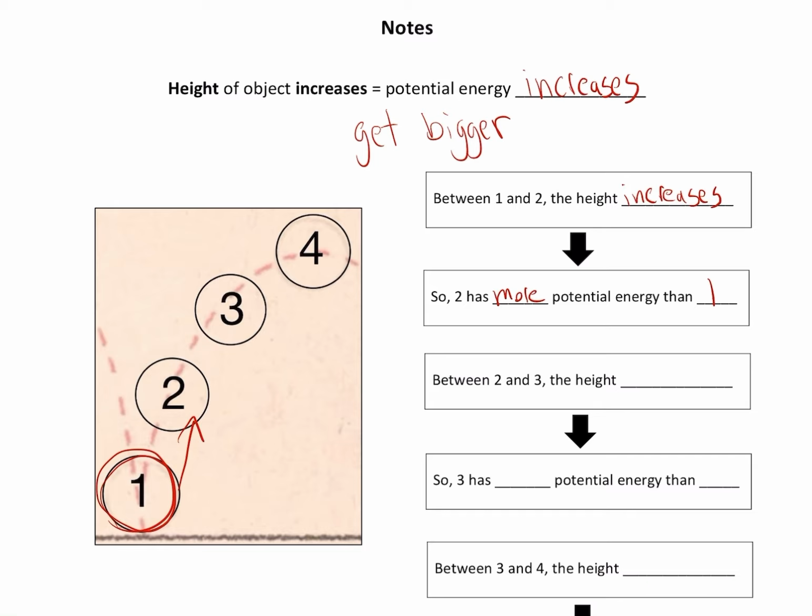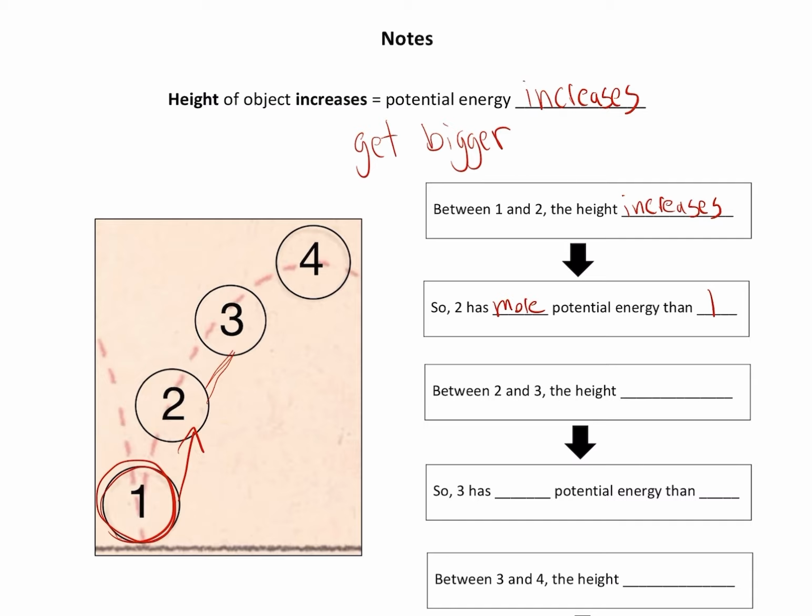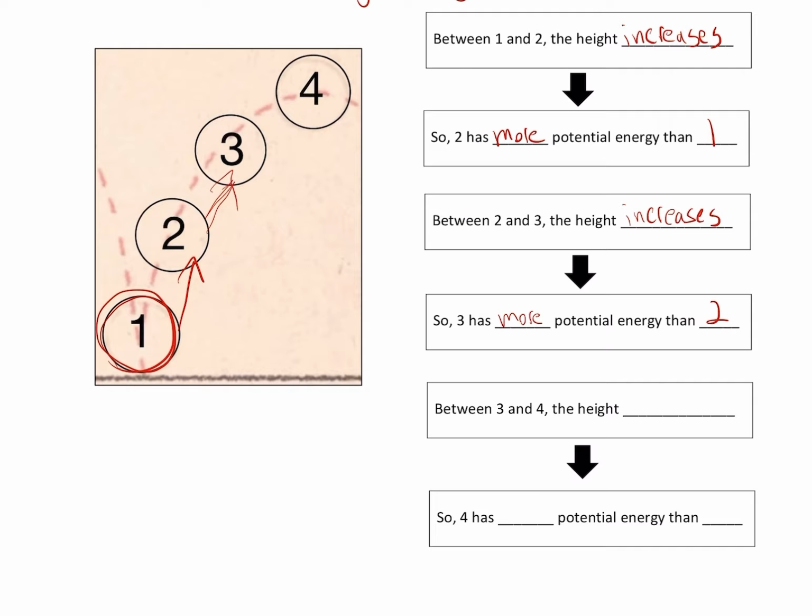Now when we look at 2 to 3, the height again increases, which means that 3 has more potential energy than 2 because it's taller. Now between 3 and 4, again, the ball gets even taller, so the height increases. And so 4 is going to have more potential energy than 3.